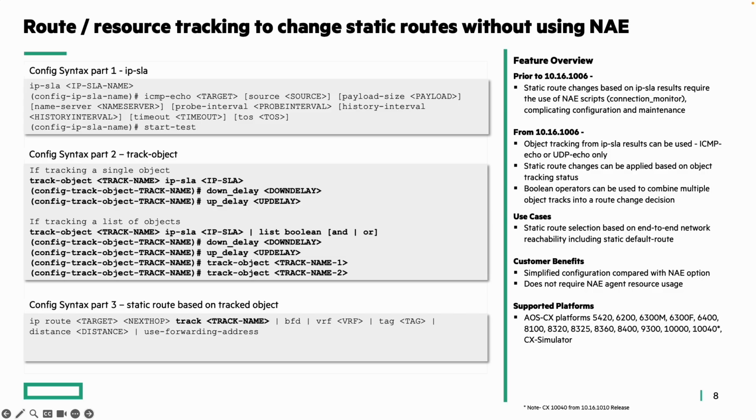It is a simple three-step process to get this functionality working. Firstly, define the IPSLA and start it. Secondly, define the tracked object that uses the IPSLA. And finally, put the static routes in, one for use when the tracked object is reporting as up, and another for when it is down. All current CX platforms except for CX 6000, 6100, 4100i and 6300L support this feature.